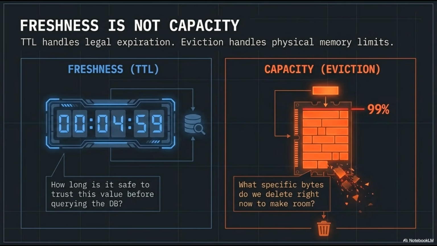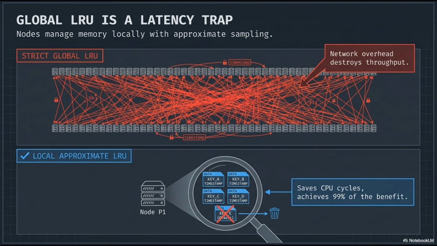Yeah. Now, the industry standard is LRU, least recently used. But I want to pause here, because doing strict LRU in a distributed cluster seems mathematically impossible without crippling the system's latency. It is totally impossible. Strict global LRU would require coordinating absolute timestamps across 1,000 nodes for every single read operation. That sounds like a nightmare. It is. The network overhead and distributed locking would completely destroy your throughput.